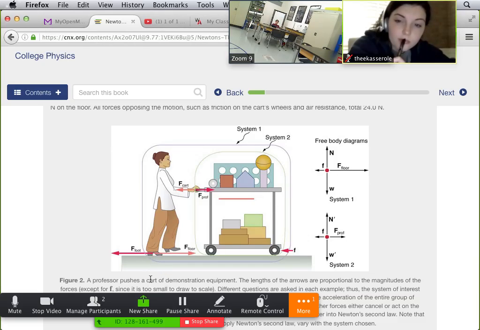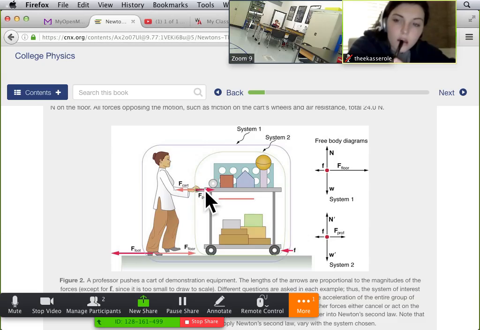The normal force would act upward from the floor on the professor's feet, and upward from the floor on the wheels of the cart. Anything that's touching the floor and is pushing down on the floor would have a normal force pushing up on it. And all of those normal forces are combined in this normal force here. And then we have the force from the floor here pushing forward on this entire system. It's technically only pushing forward on the foot of the professor, but since the professor is pushing on the cart, that is the force that is external to this system.